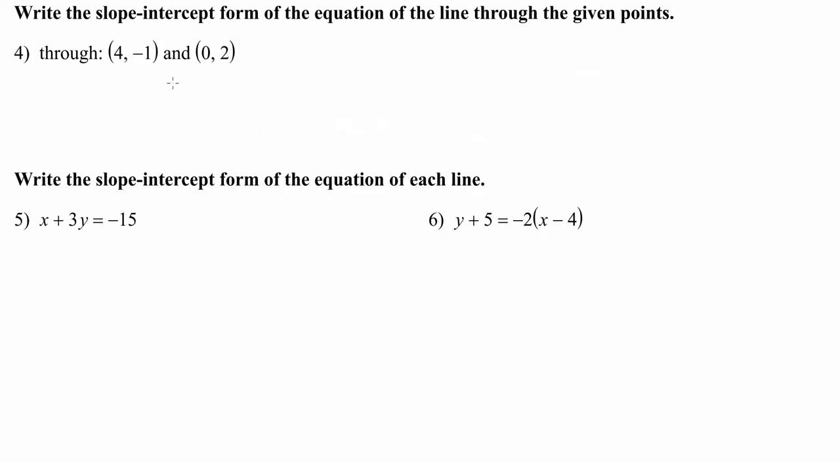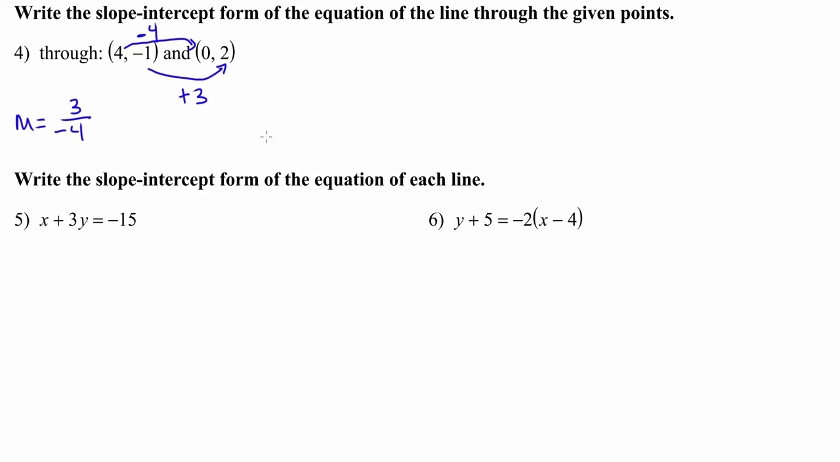All right, for number 4, they give us 2 points, so we need to find the slope and the y-intercept. Let's find the slope first. Looking at our change in y, to get from negative 1 to positive 2, we have to add 3. And our change in x, to get from 4 to 0, we have to subtract 4. So our change in y over our change in x is going to be positive 3 over negative 4. So our slope is negative 3/4.